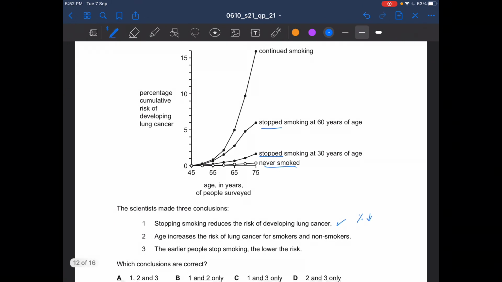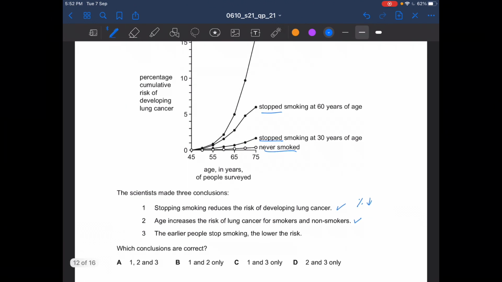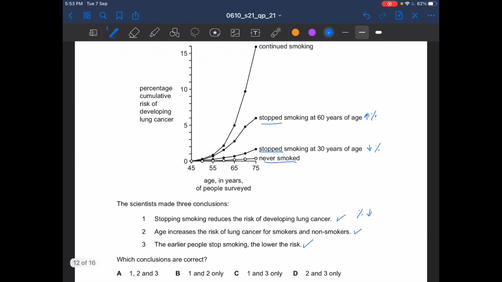Age increases the risk of lung cancer for smokers and non-smokers. Yes, true. As you can see from the graph, the line is actually increasing as the age increases, so 2 is correct. Next one, the earlier people stop smoking, the lower the risk. That is also correct. As you can see from here, the percentage is lower, and over here the percentage is higher.